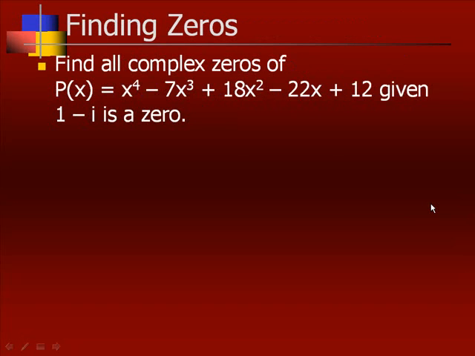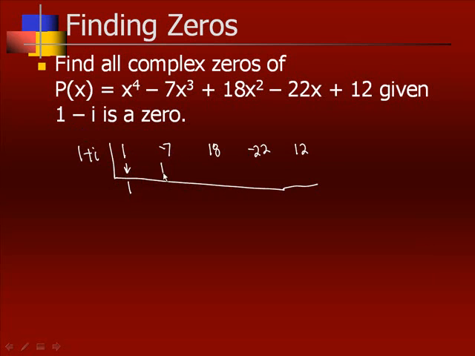Okay, so if p of x equals x to the 4th minus 7x to the 3rd plus 18x squared minus 22x plus 12, and we want to find all of the zeros, then there's going to be 4 of them. Well, if 1 plus i is one of them, 1 plus i, then we're going to do 1, negative 7, 18, negative 22, and 12.